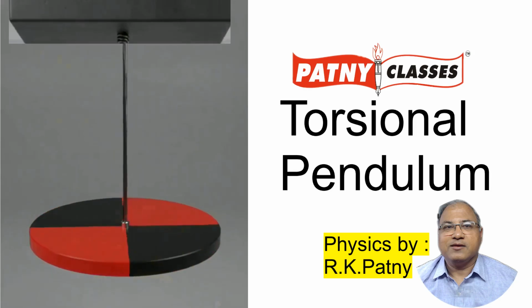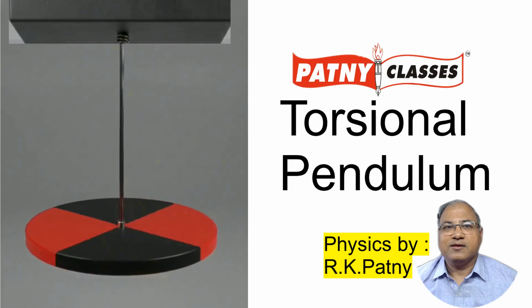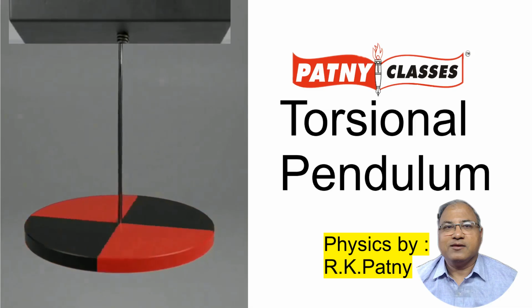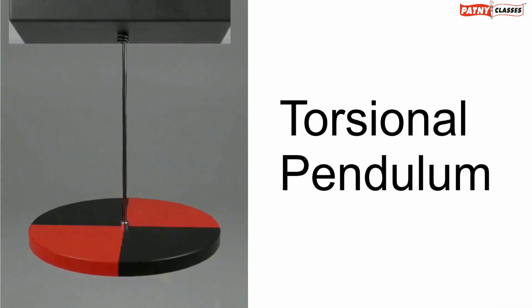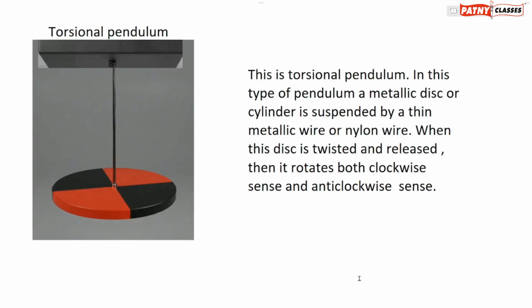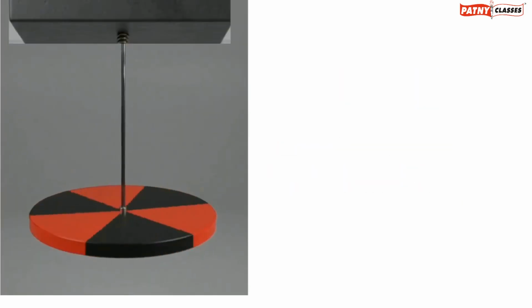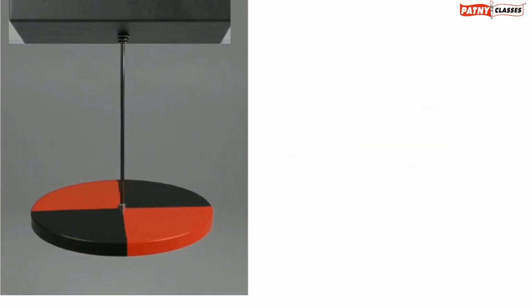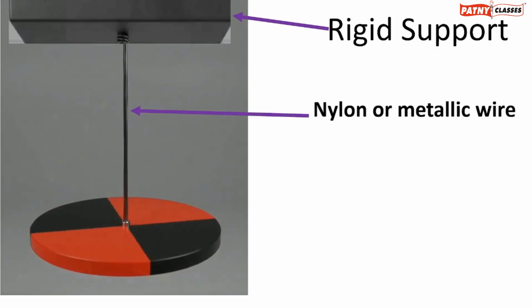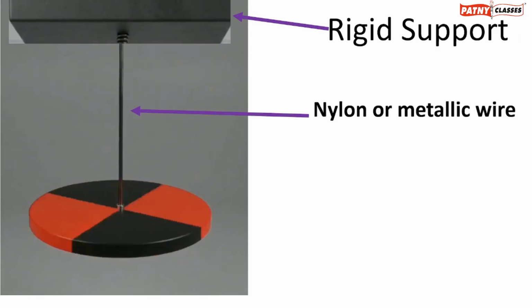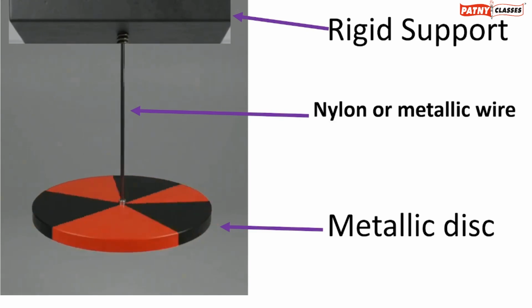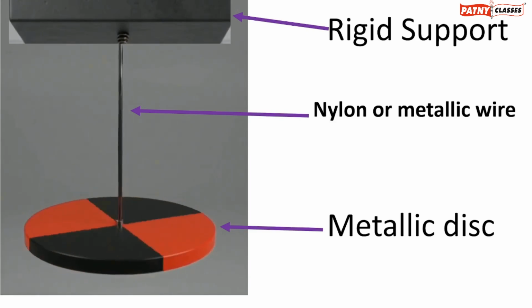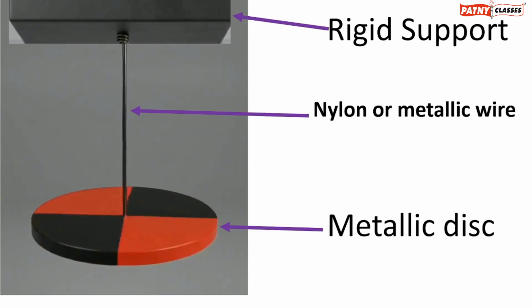This is a torsional pendulum. In this type of pendulum, a metallic disc or cylinder is suspended by a thin metallic wire or nylon wire. When this disc is twisted and released, it rotates in both clockwise and anticlockwise directions. In this torsional pendulum, we have a rigid support, a nylon or metallic wire by which the disc is suspended, and a rotating disc. It is a metallic disc.